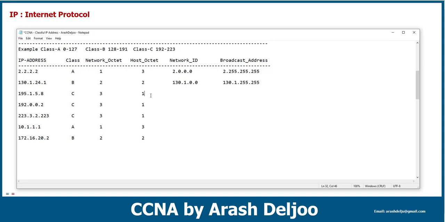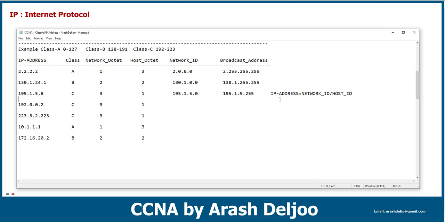Then 195.158, this is a class C IP address and the host bits are the last octet. Because of that, we can say 195.1.5.0 is the network ID or network address. After that, the broadcast address is, for example, 195.15.255. Look at here. In one IP address, we have 2 parts: network ID or network address, and then, for example, host ID. When you use the host ID of 0, you will have the network address, and when you use the host address as 1, you have the broadcast address.